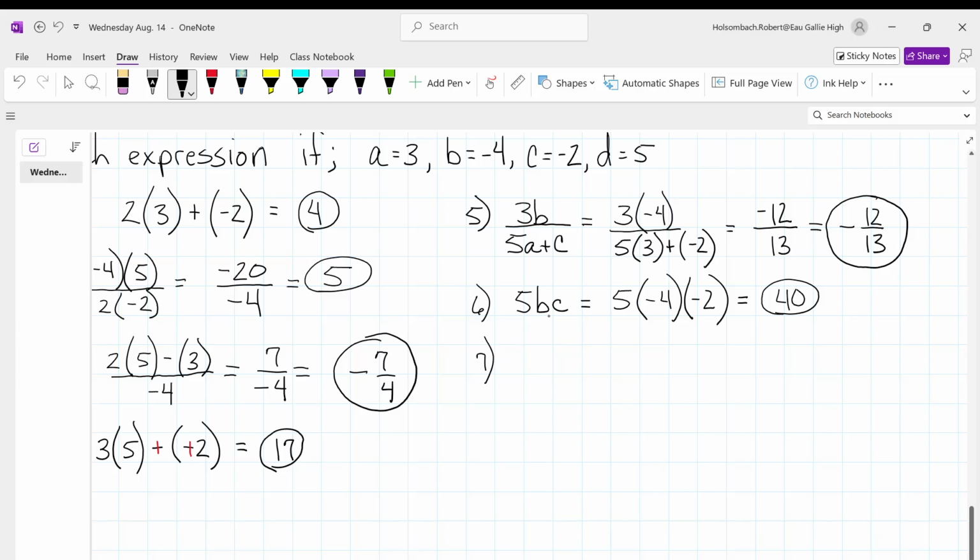Example 7, we got 2CD plus 3AB. Now, if you think back to your order of operations, you've got 2 times C times D plus 3 times A times B. We got to do the multiplication first. And then after the multiplication, we can add these two values together. So we got 2 times the C, which is negative 2, times D, which is 5. And we're going to add that to 3 times the A, which is 3, times B, which is negative 4.